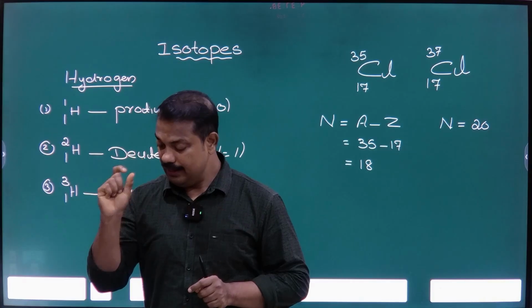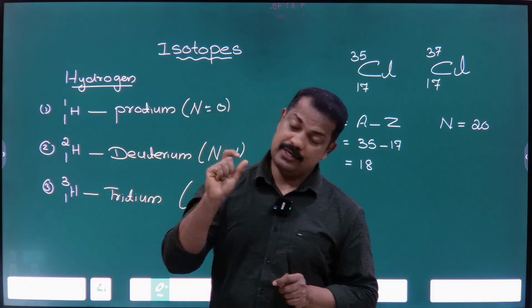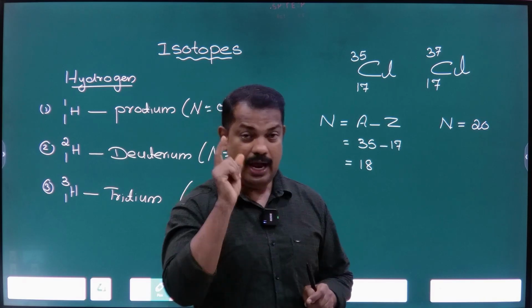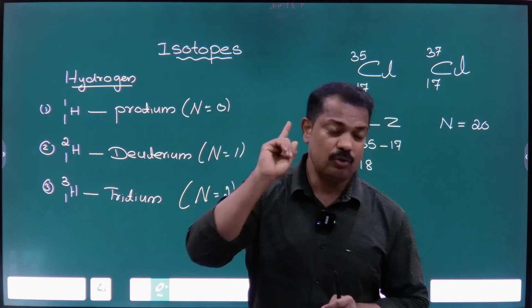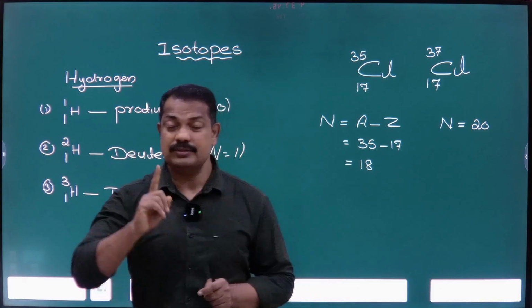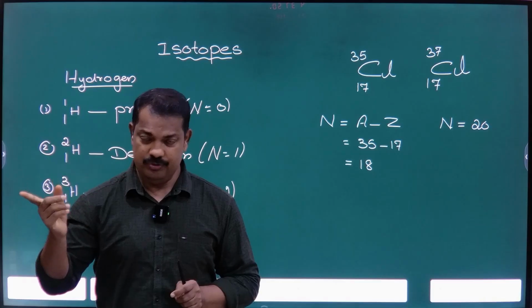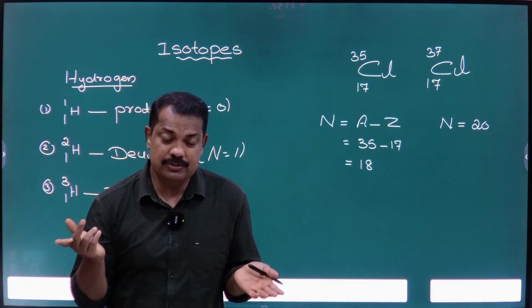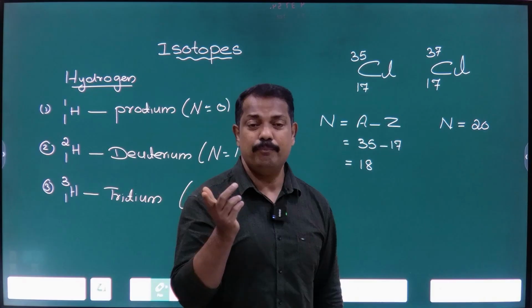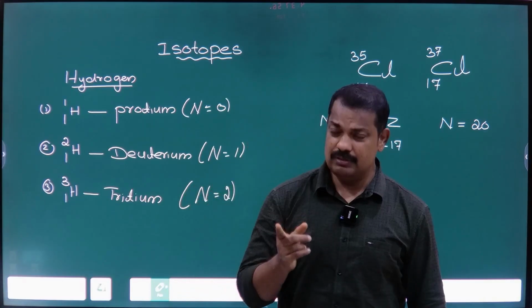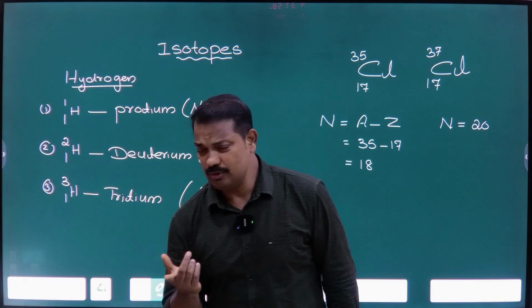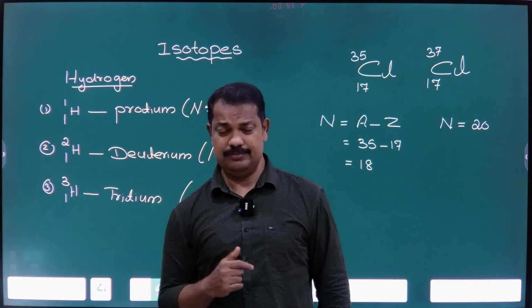All the isotopes of an element have identical electronic configuration containing the same number of valence electrons. Therefore, isotopes of an element show similar chemical properties. Clear? Why do the isotopes of an element show similar chemical properties?